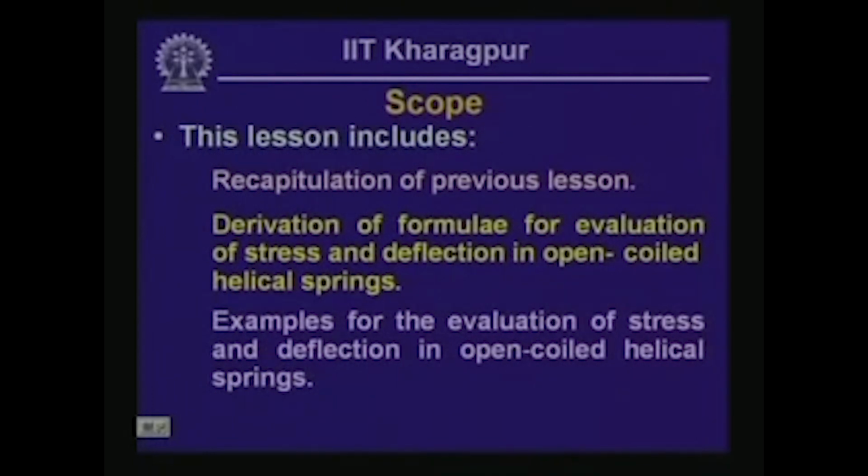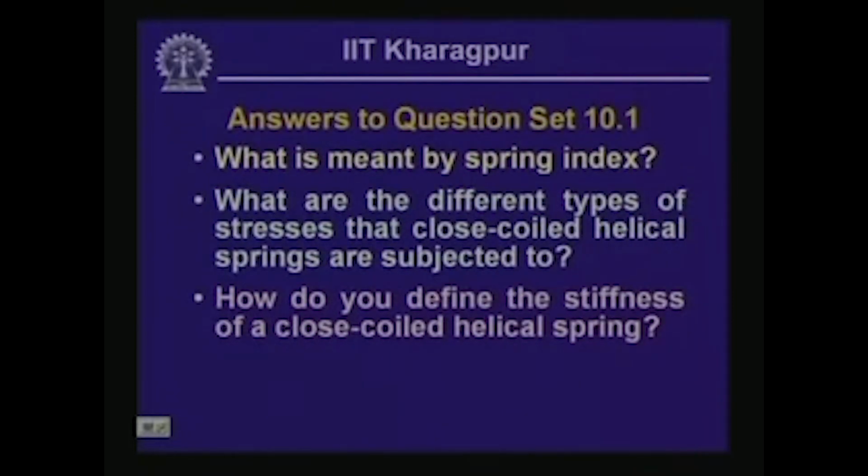The scope of this particular lesson therefore includes recapitulating certain aspects of the previous lesson through the answers of the questions which were posed last time. We will be deriving a few formulae for evaluating stress and deflection in open coiled helical springs. Also, we will be looking into some examples for the evaluation of stress and deflection in open coiled helical springs. Before we go for the discussion on open coiled helical springs, let us look into the answers of the questions which were set last time.